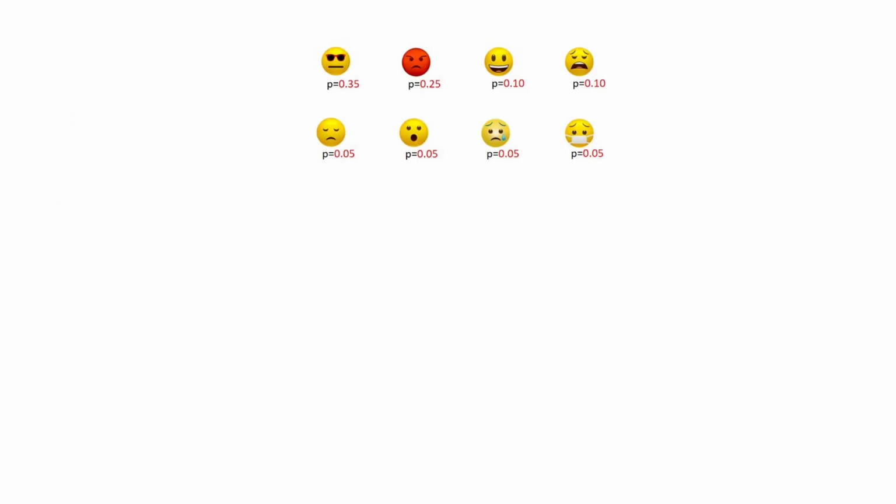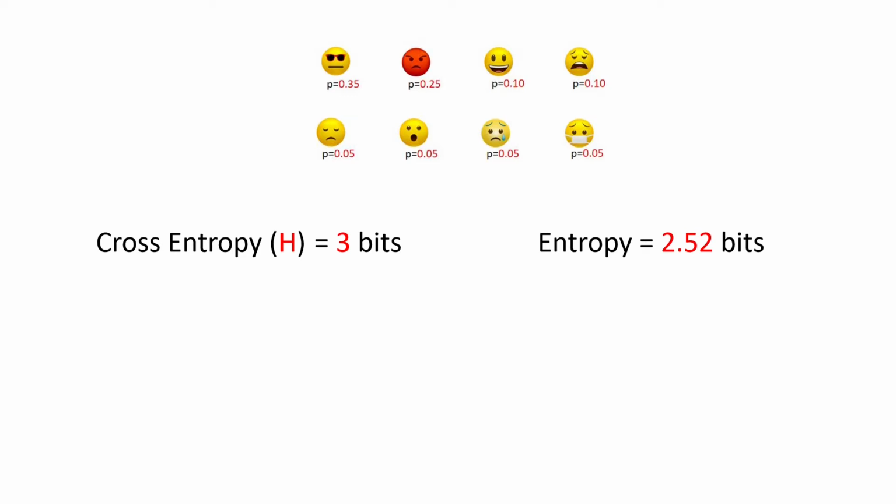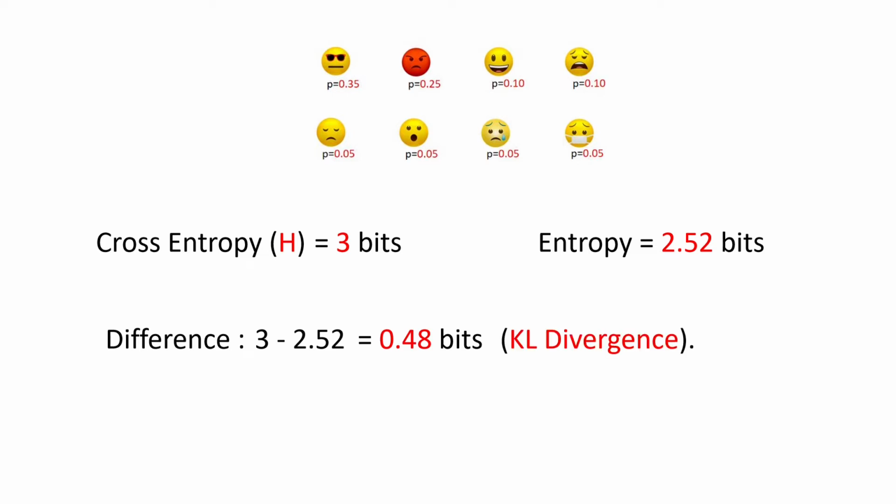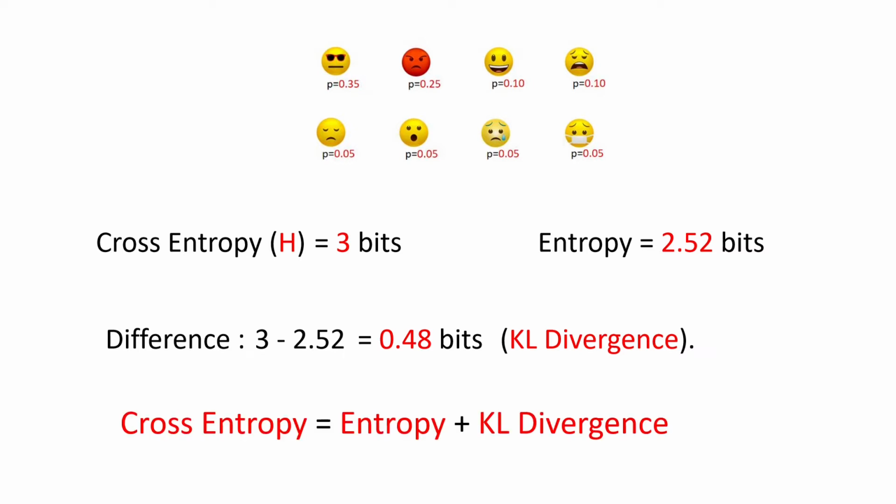Now, we also have the information of cross entropy, which is 3 bits. But if you remember, the entropy of the emoji distribution in the non-equal probability case was 2.52, which means that we have a difference. The difference is 3 minus 2.52, that is 0.48, which we call KL divergence. This actually leads us to the main formula, which is cross entropy is equal to entropy plus KL divergence.